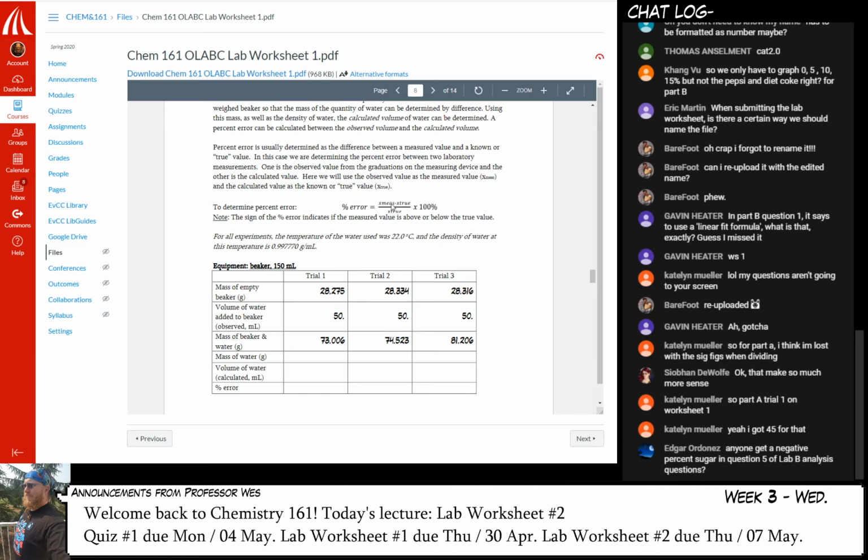Negative percent sugar, that is possible. Not realistically speaking, like I could not give you a solution that had negative 5% sugar. But experimentally, that is possible because of error. I have not actually done the calculations. I need to go through and actually write the key for this. But if you get a negative percent sugar, that is not an incorrect answer, so don't immediately discount that. It is possible to have done everything correctly, and then just due to how error worked, because I put some error in here.